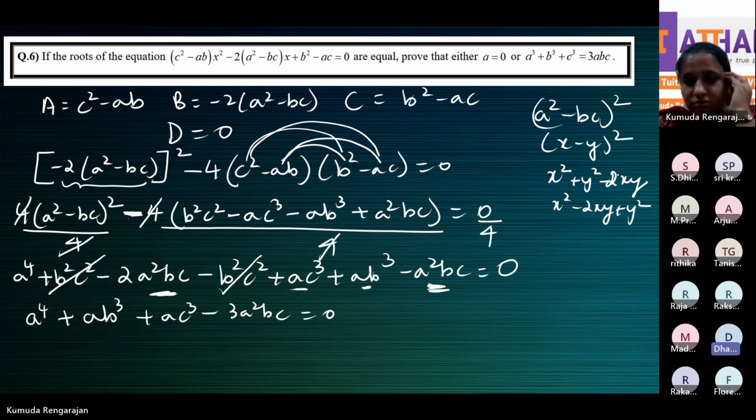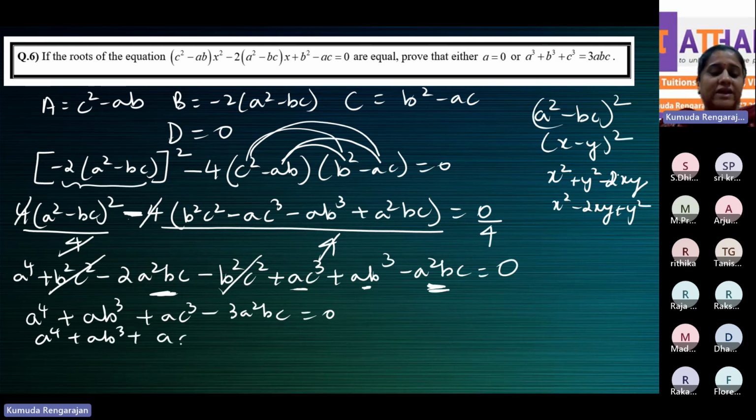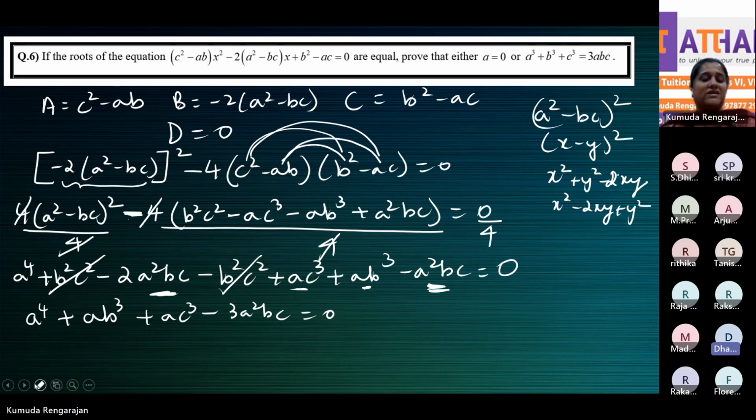Transpose that minus 3a square BC to the other side. Okay, very good. Transpose. Because that's how the result looks. Look at the result. Then we have to divide by a all through. Yeah, very good. That's what I wanted. So before you transpose, you can either take out a common or you can divide by a throughout. Common meaning after taking common, it will go for division to the other side.